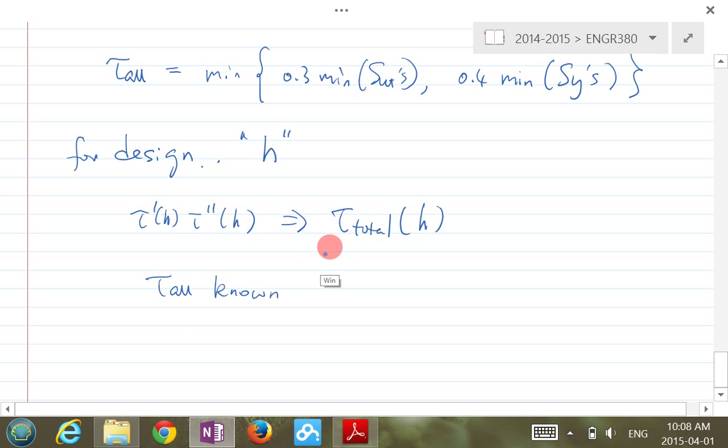Then, if you compare these two based on a certain safety factor, then you can calculate your H. So that's the idea of the design for the fillet weld here. Is that okay? I'll show you an example shortly.